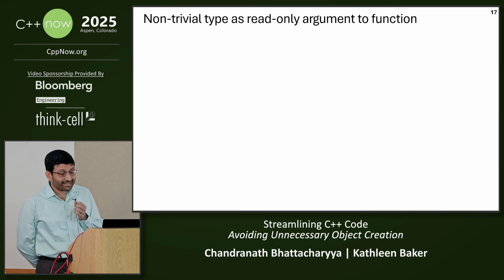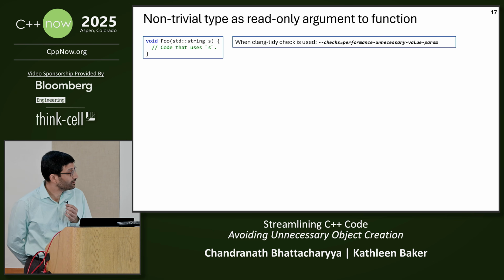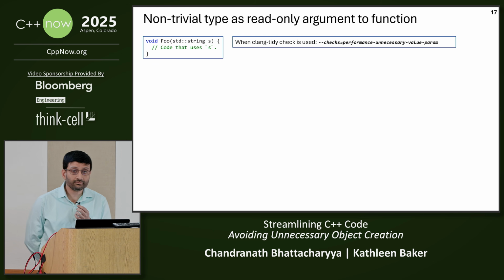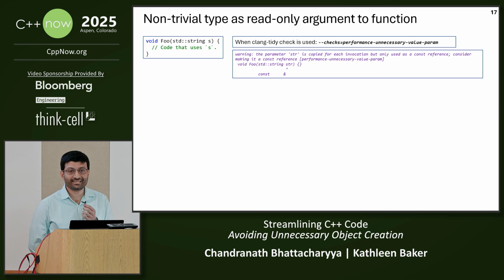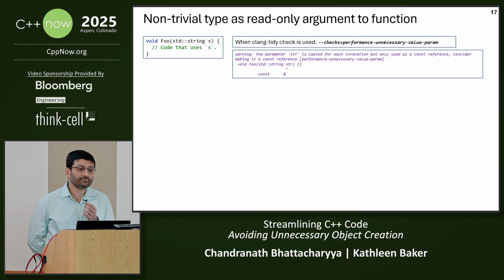Okay, let's take the same example and run with the clang-tidy check. This one is called performance-unnecessary-value-param. Let's look at the output. As you can see, it rightly points out this issue. It says that, hey, you should make it a const reference. So it's a good check to have.